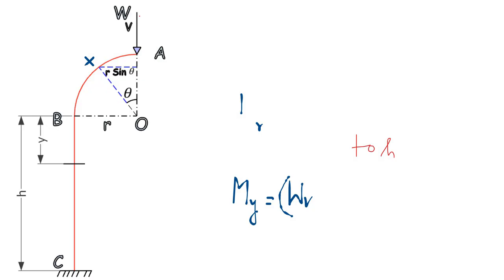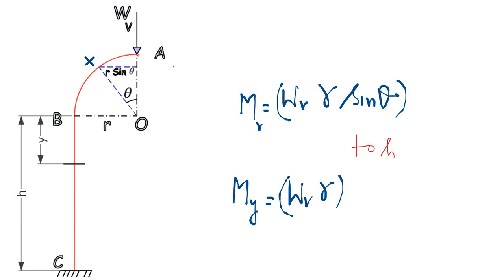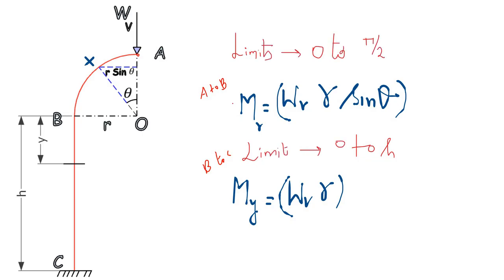Here you can see that the load is applied here, and because of this load from point A to point B, you will have an expression. This is the expression for point A to B. Then for point B to C, the moment expression varies, and the limit also varies. So for A to B the limits are between 0 to pi by 2, and for B to C the limits are between 0 to H.